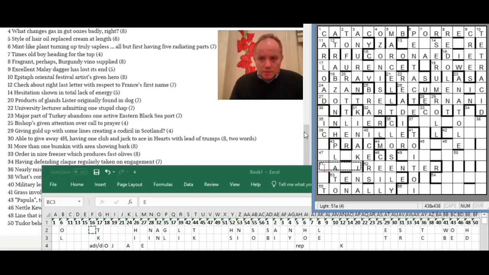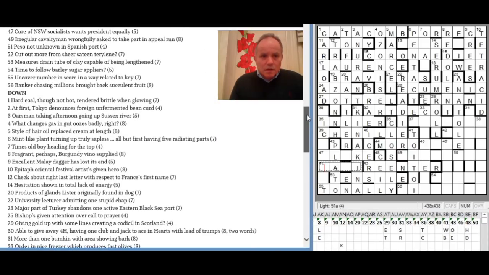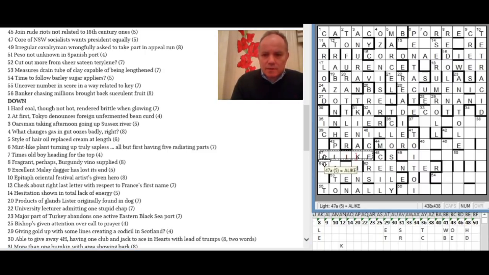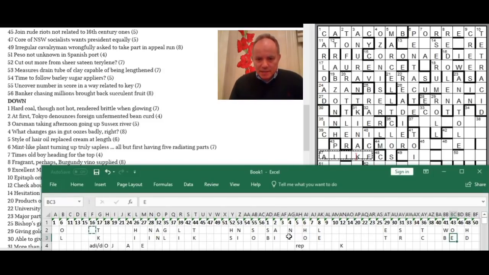Right, 47 across. Probably haven't looked at this yet. Core. Oh, yes, we have. Right, alike means equally. Ike is a president. Why is AL core of NSW socialists? It's the core of socialists, the central bit. So NSW is the extras there. It's almost like a forced set. 47, so S minus N, 19 minus 14, gives us an E. W minus S, to U, V, W, is a D. And we're rocking on now.